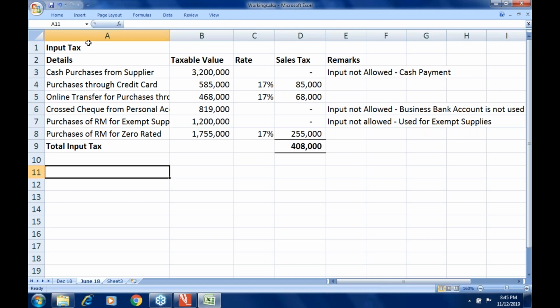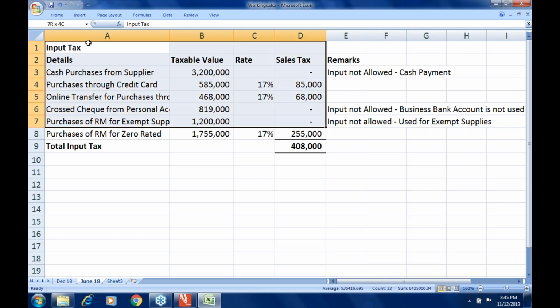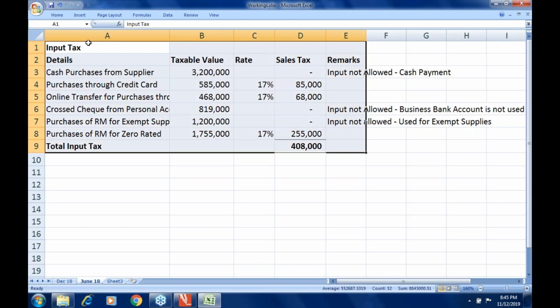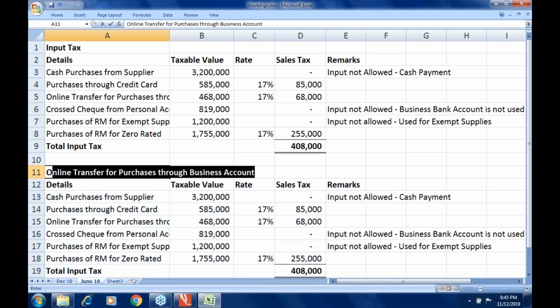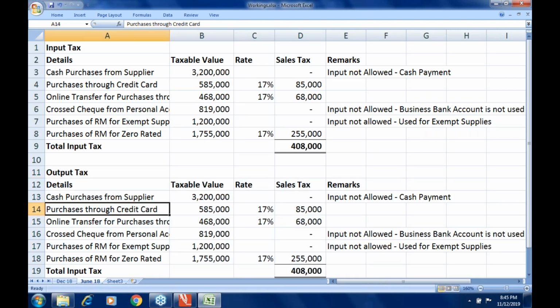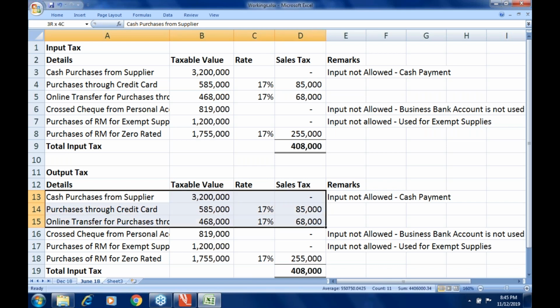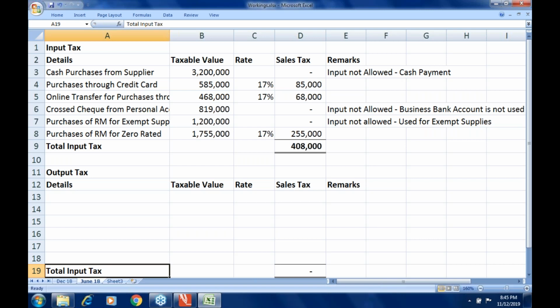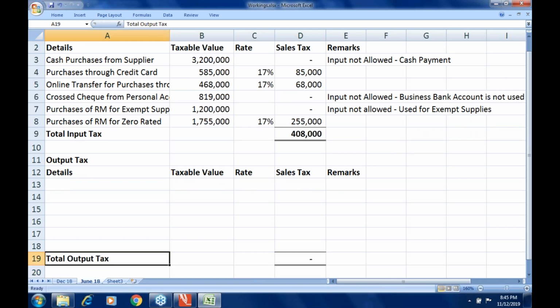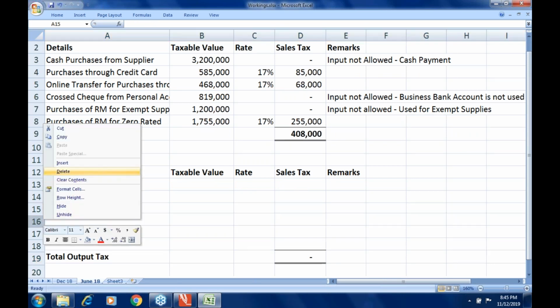Okay, now let's move forward. Now let's talk about the output tax. If I'm going to talk about the output tax, how are things going to operate with respect to it? Let's try to have a discussion and understand.